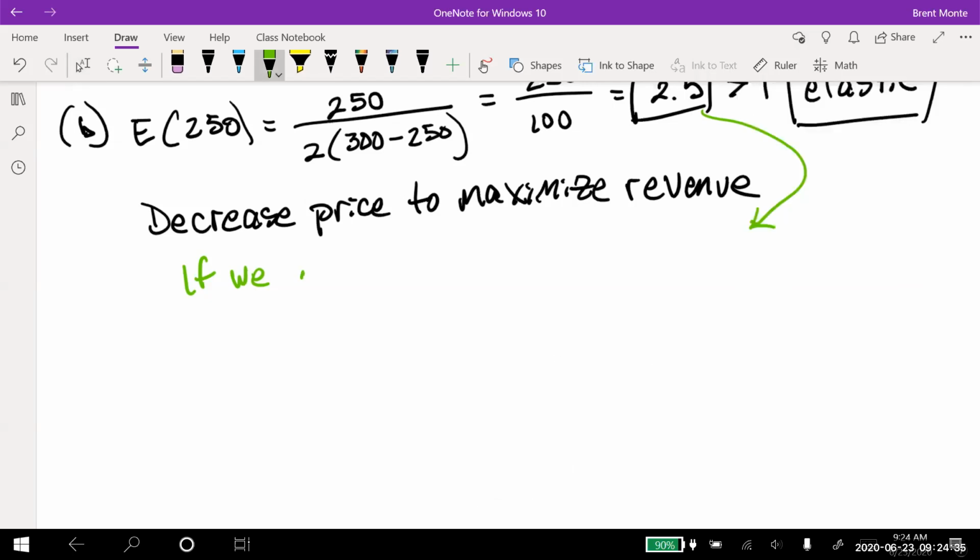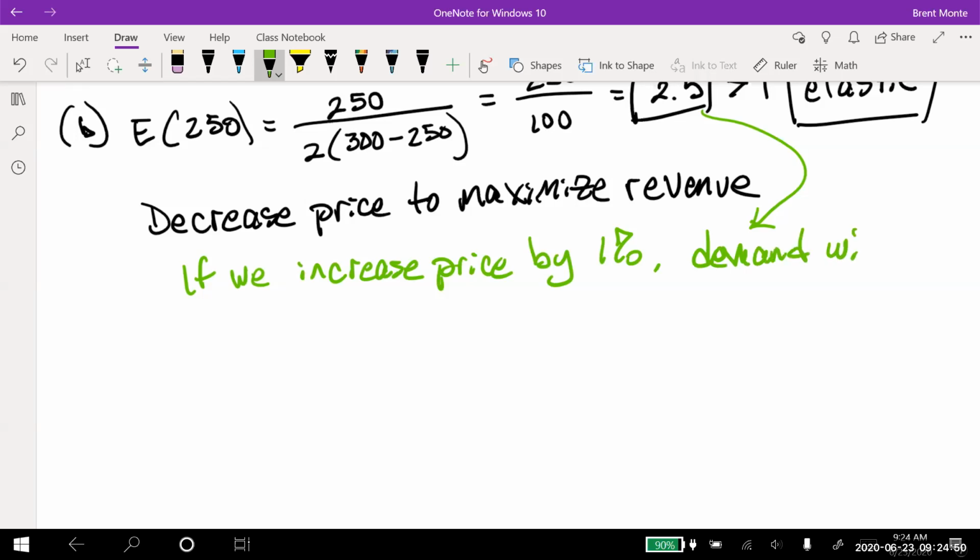Okay, if we increase price by 1%, demand will decrease by 2.5%. So that's what I'm saying. A small increase in price leads to a big decrease in demand. Now, we said we want to decrease the price, so we can flip it and say it the other way.